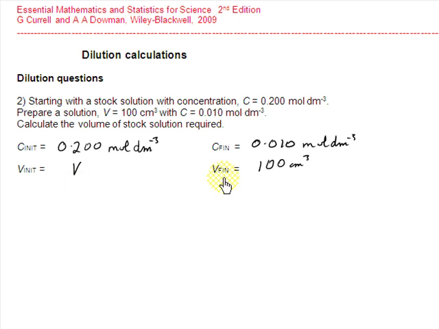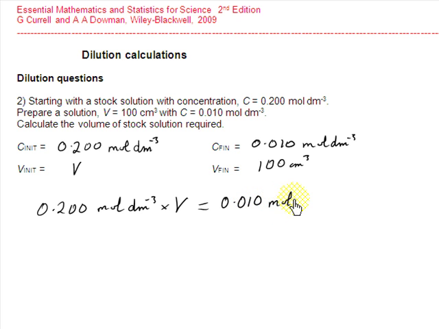So now we have the variables for our equation, and we substitute them into the equation. So it's C initial times V initial. So it's 0.200 moles per decimeter cubed times the volume will equal the final concentration, 0.010, again moles per decimeter cubed, times 100 centimeters cubed. Now, looking at the units on both sides of the equation, we see the concentration is given both in moles per decimeter cubed, the same units, so we can cancel those units on either side of the equation.